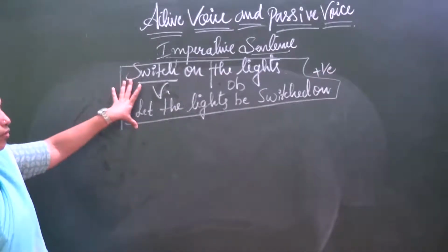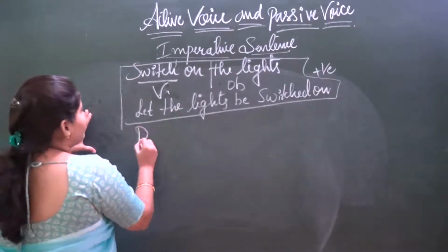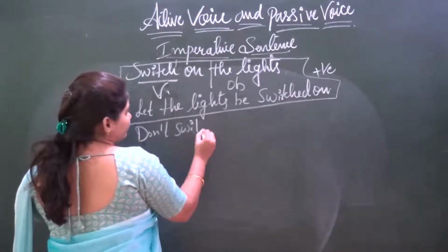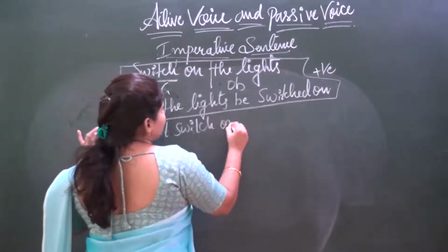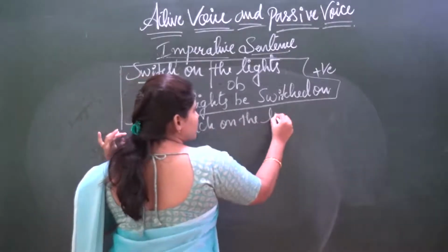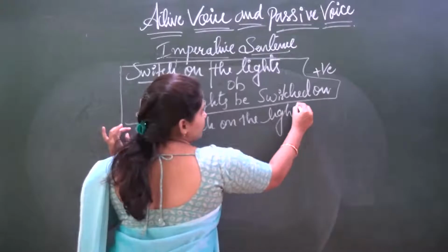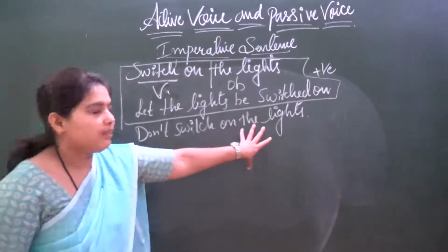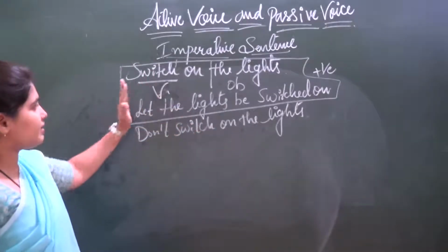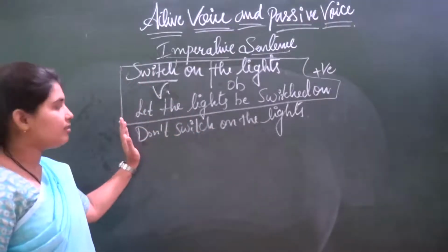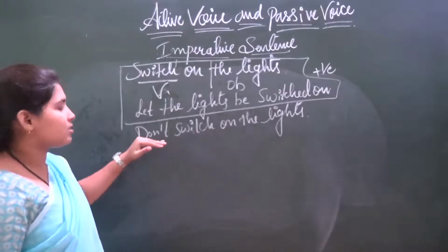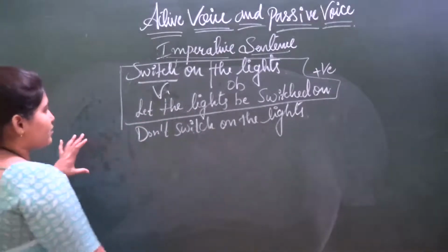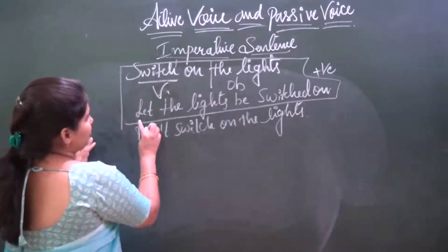What is the negative form here? Don't switch on the lights. Now, the same sentence you have to repeat here, but you should place not in between the subject and the be.